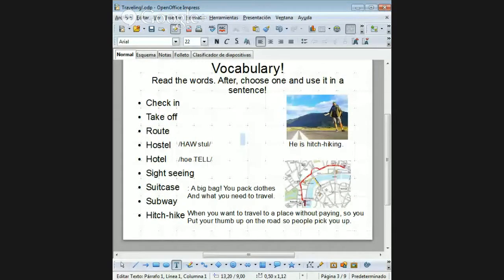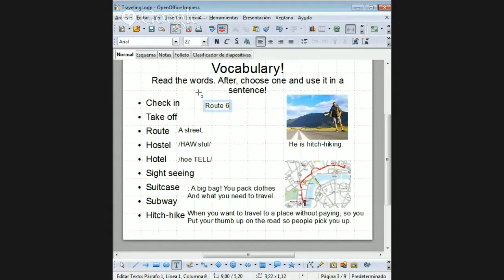Yes, teacher. Me. Route. What does it mean, route? Okay, route. Does anybody know what a route is? It's a street. Okay, yeah, a street would work. So it's a little bit more specific. The street that goes around the city. Yeah, so a route is just a street.